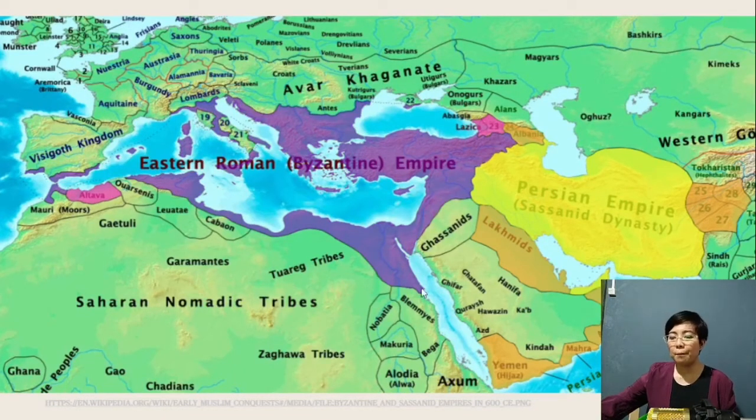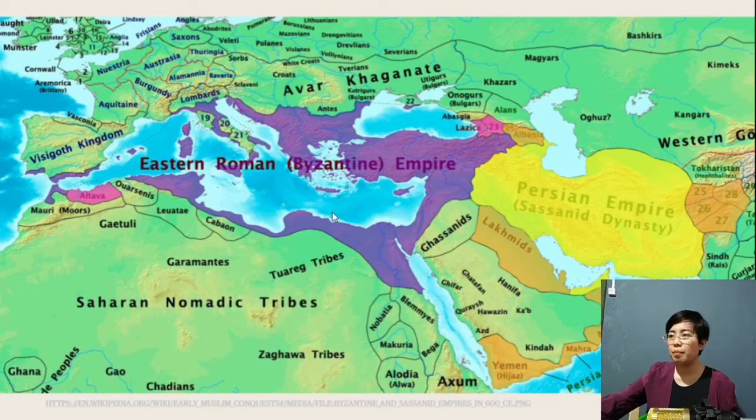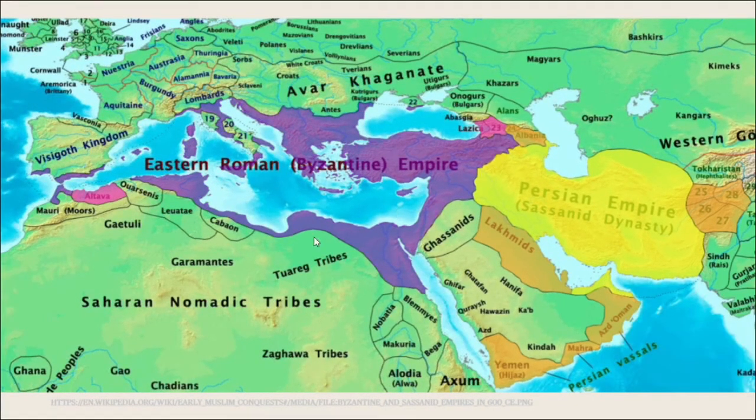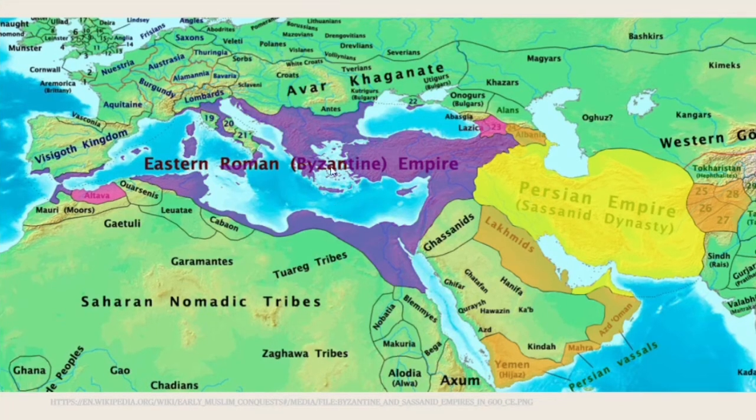This is a map that shows the current empires. We have the Sahara nomadic tribes, and we have the Byzantine Empire. Here, the Eastern Roman Empire, as of the moment, this is in the early 6th century, and we have the Persian Empire to the east.